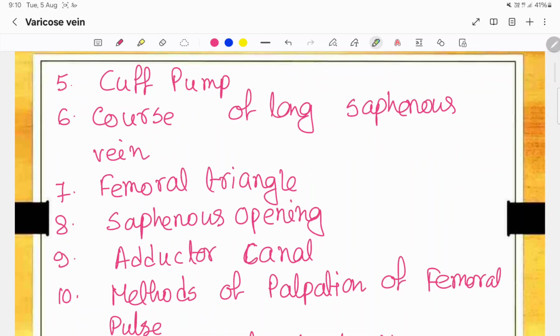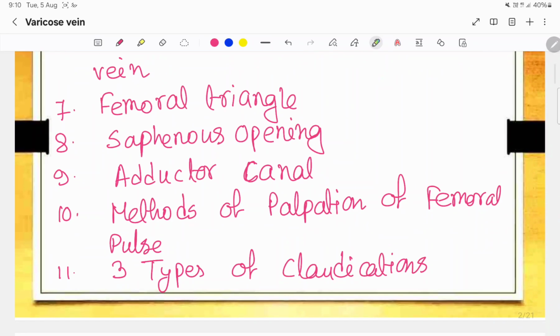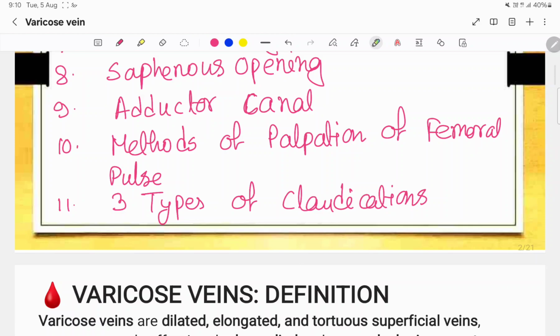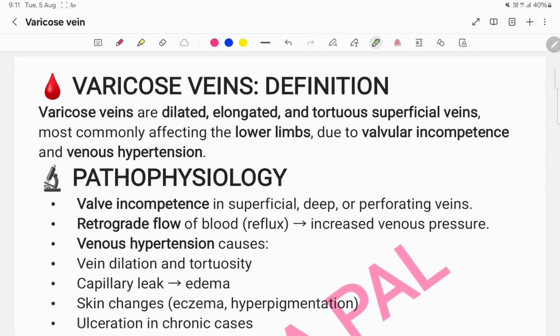Now some anatomical or theoretical topic. What are calf pump? What is the course of long saphenous or great saphenous vein? What is the femoral triangle and its importance and all? Saphenous opening, adductor canal. What are the methods of palpation of femoral pulse? And 3 types of claudications. Now let's begin. What is varicose vein?